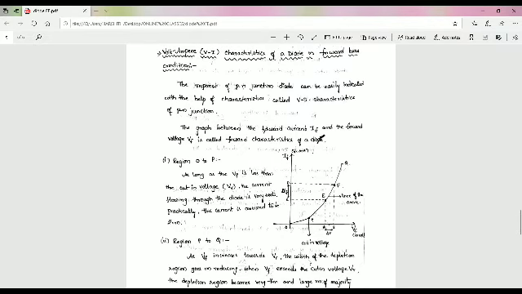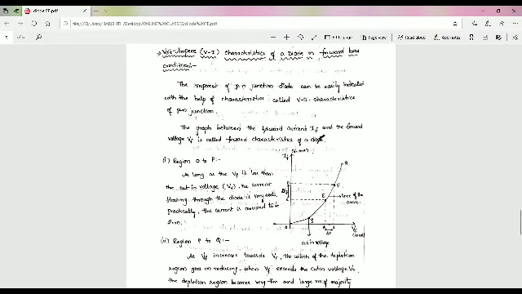First, O to P. As long as VF, the forward voltage, is less than the cut-in voltage V gamma. The cut-in voltage for silicon is 0.7 volts, and for germanium 0.3 volts. So VF is less than 0.7 volts for silicon or less than 0.3 volts for germanium. The current flowing is very small. Practically this current is assumed to be 0.